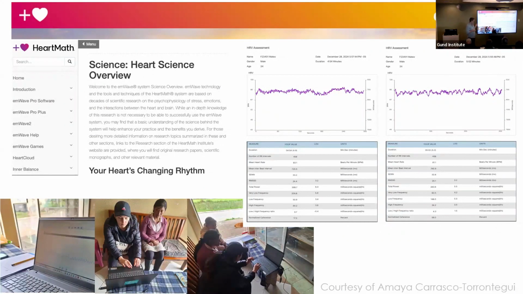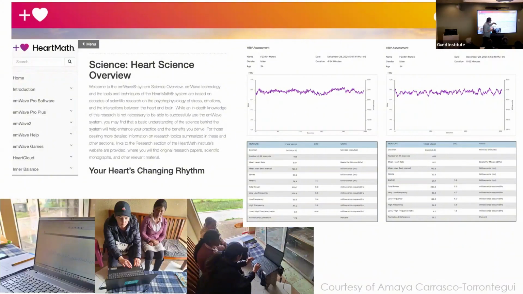And this is, as I said, the work that Amaya is leading on the heart coherence. And we haven't seen the full data. There's a lot of things that we are trying to overcome. We need to move administrative things to release our data. But here's a small example.